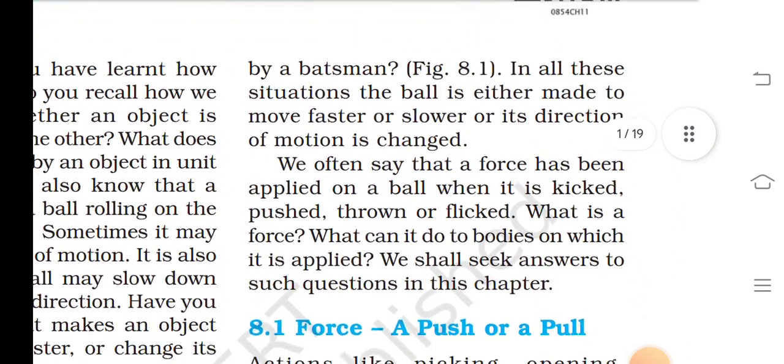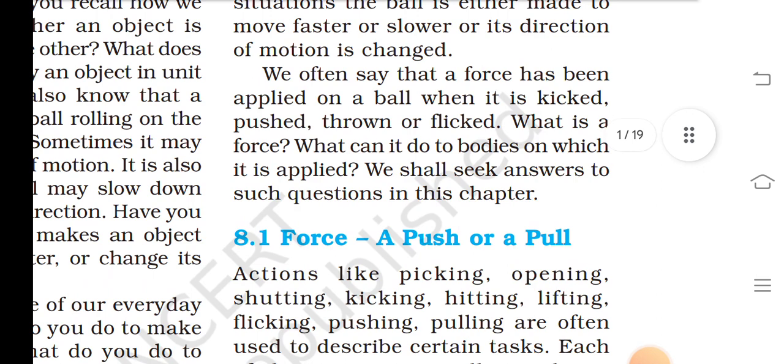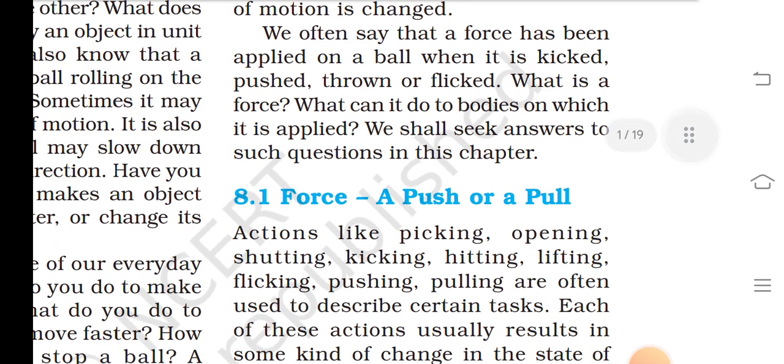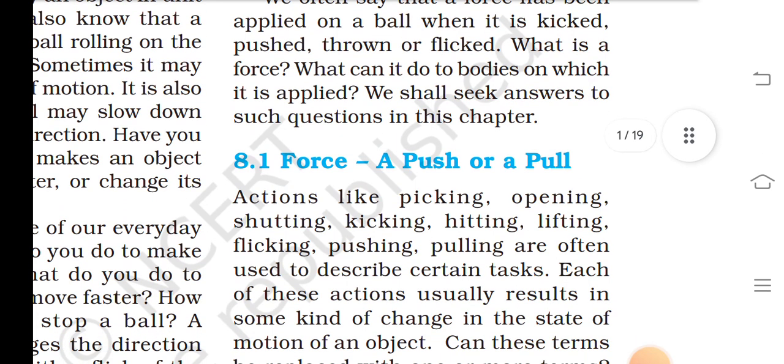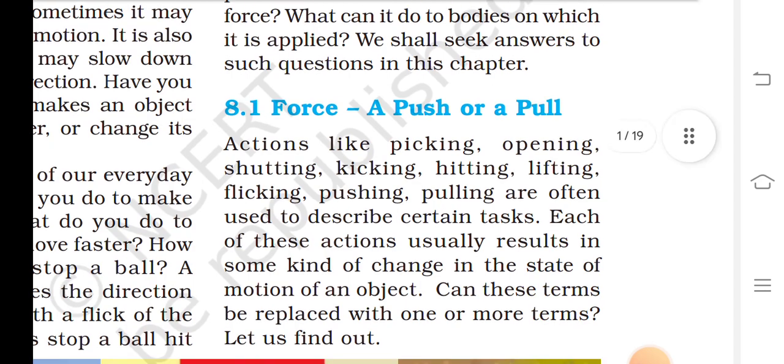by batsmen? In all these situations, the ball is either made to move faster or slower, or its direction of motion is changed. We often say that a force has been applied on a ball when it is kicked, pushed, thrown, or flicked. What is a force? What can it do to the bodies on which it is applied? We shall seek answers to such questions in this chapter.